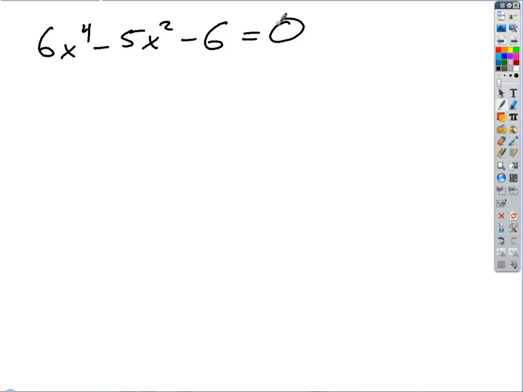Let's have a look at this. So here's another one, a chapter 6 kind of thing. But this is really more like a chapter 5 problem. Because now, we want to see if we can factor out a greatest common factor. Can we? No, can't this time.